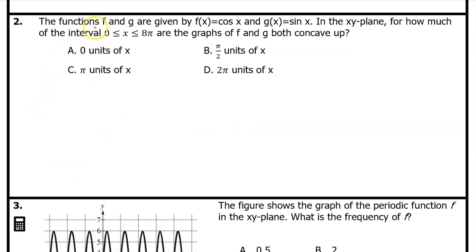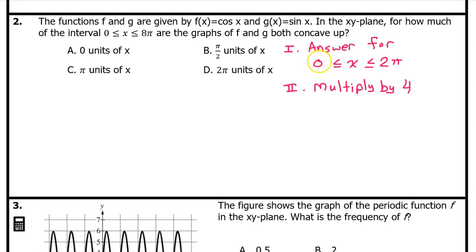Number 2. The functions f and g are given by f of x equals cosine x and g of x equals sine x. In the xy plane, for how much of the interval from 0 to 8 pi are the graphs of f and g both concave up? My strategy will be to answer the question for the interval from 0 to 2 pi, and then the answer for the interval from 0 to 8 pi will be 4 times that.